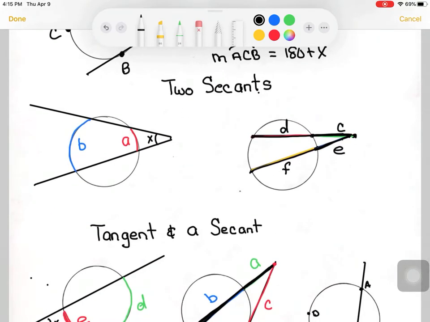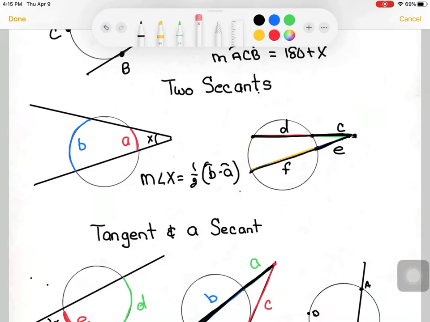So let's look and see our two secants. We already looked at our two secants, and we said that's the same thing. To find the measurement of angle X, I take 1/2 of my major arc, which is B, and subtract my minor arc from it, which is A, and then I can get my angle measurement. But let's look at some of the segment relationships here.